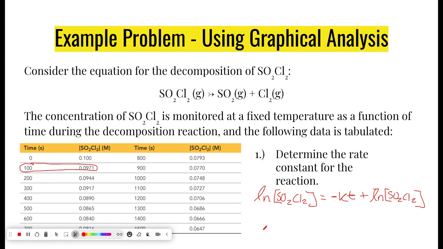Okay, we'll just do time 100 seconds. So the concentration of SO2Cl2 is, of course, 0.0971. We're going to set that equal to negative k times the time at that point, which was 100 seconds, plus the natural log of our initial concentration, which was 0.1.